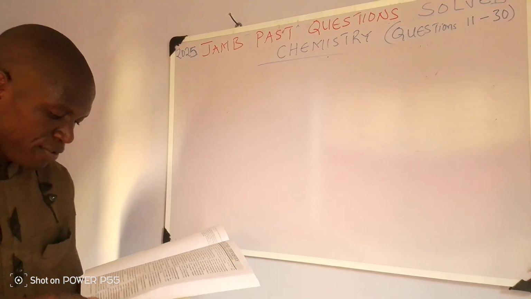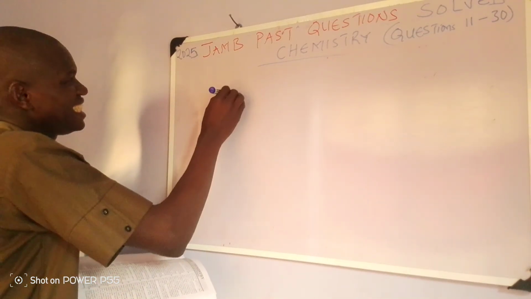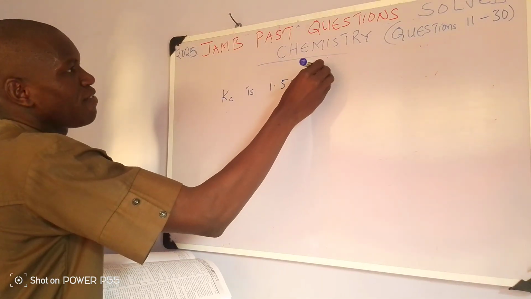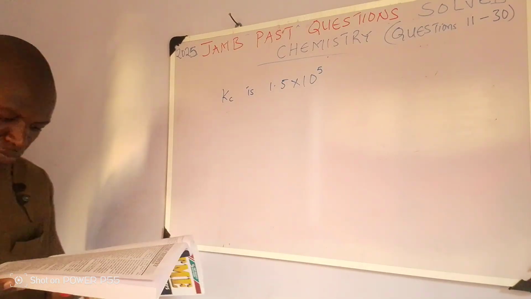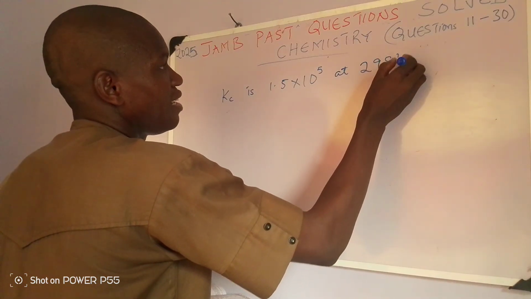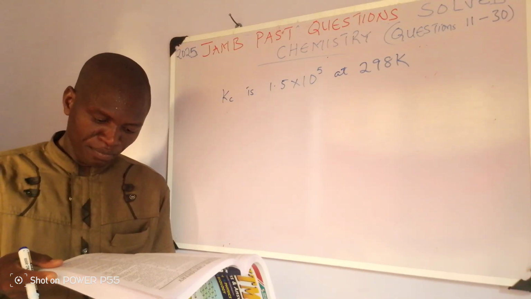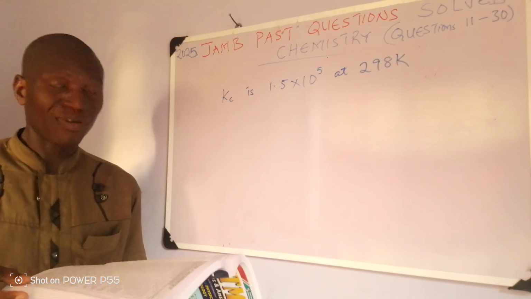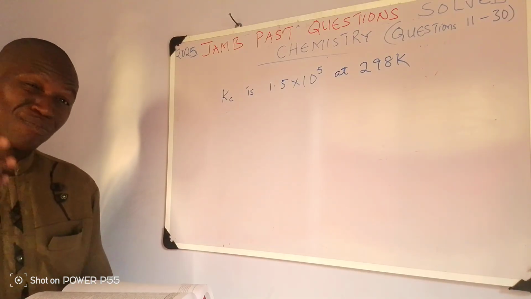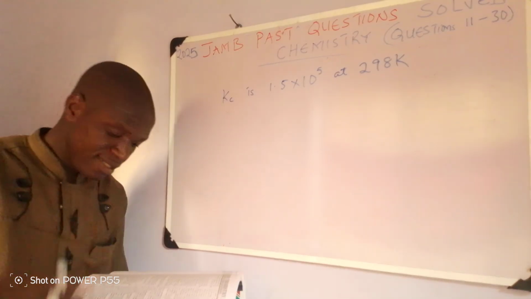We have a very, very interesting question here. They say the value of an equilibrium constant Kc is 1.5 times 10 raised to power 5 at 298 Kelvin. So listen carefully. The question now says, what does this indicate about the reaction? JAMB just wants to test you on one thing. So let's listen to the options now.